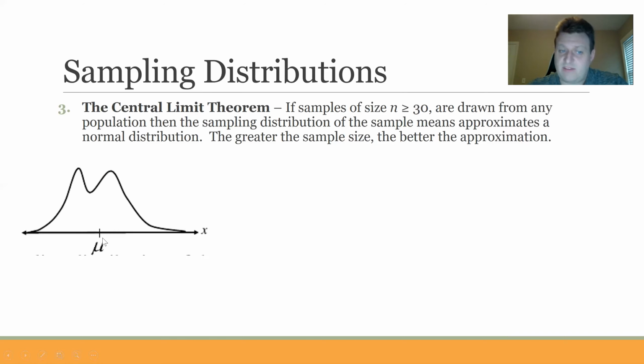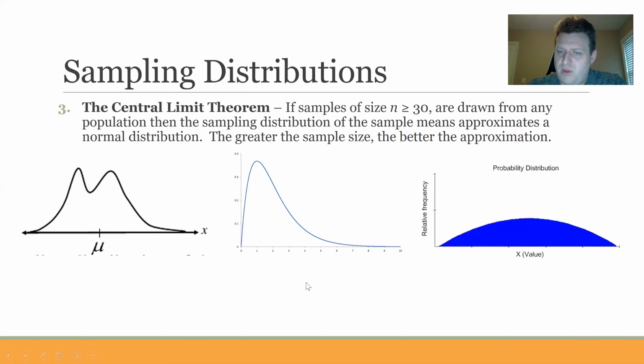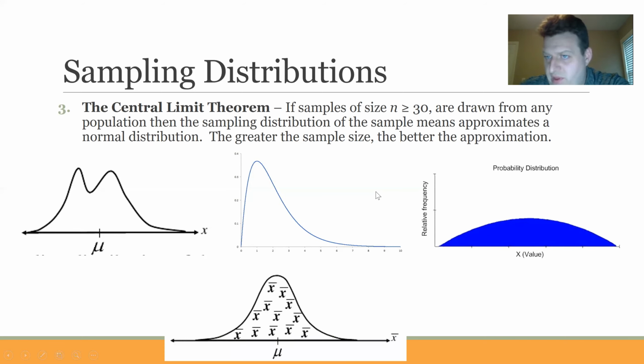All right, it doesn't matter if we've got a bimodal distribution. It doesn't matter if we've got some positive skew going on. It doesn't matter if we've got a platykurtic distribution. It does not matter if we have 30 or more subjects that we're sampling, that sampling distribution is going to be normally distributed. All right, this is the central limit theorem.